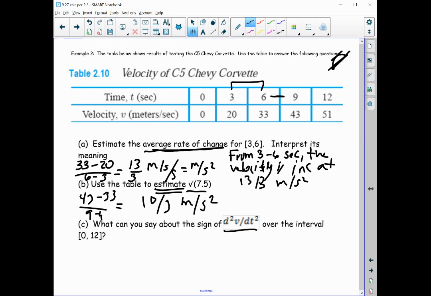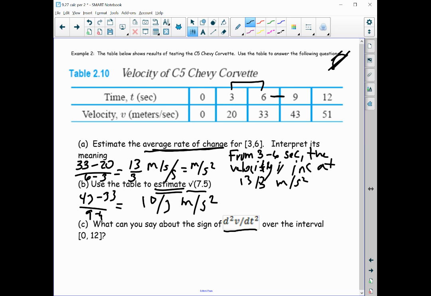Okay, last question. What could you say about the sign of d squared v? Now, I have to think to myself, I have a velocity, and it's asking me about the second derivative, which means it's asking me about the concavity. I can't tell what the concavity is of this graph based off what I see here. So I'm going to think about what else the second derivative tells me. It tells me if the function is concave up or concave down, but it also tells me if the first derivative is increasing or decreasing.